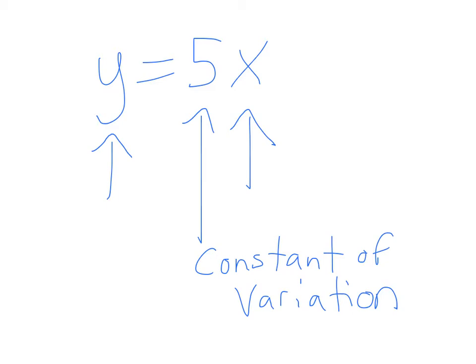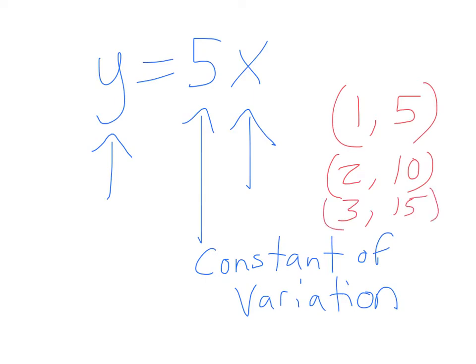If x were 1, you can obviously see the result for y would be 5. If x were 2, the result would be 10. If x were 3, the result would be 15. And you can see that this is changing in a constant manner. So the constant of variation is this 5. It's changing by 5 every single time.